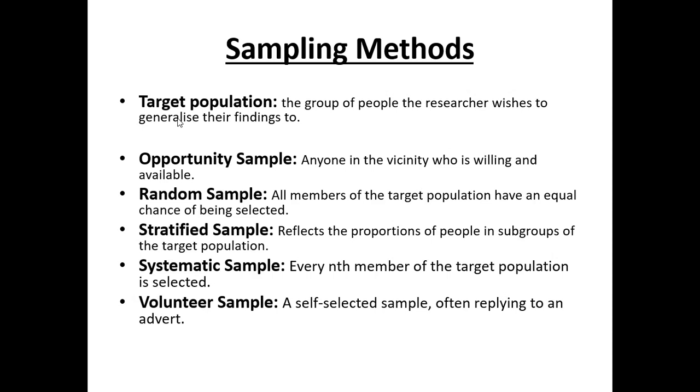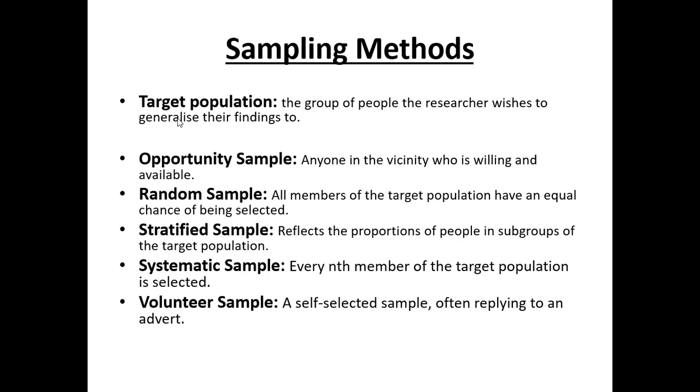So you can do an opportunity sample. So that's people in a given place at a given time. So anyone that's available that wants to take part. A random sample is kind of names out a hat. Everyone has an equal chance of being selected. A stratified sample is one that represents the proportion of people in your target population. So for example, in your target population, if 30% are female and 70% are male, those would have to be the ratios you use in your sample. So that would be a stratified sample.